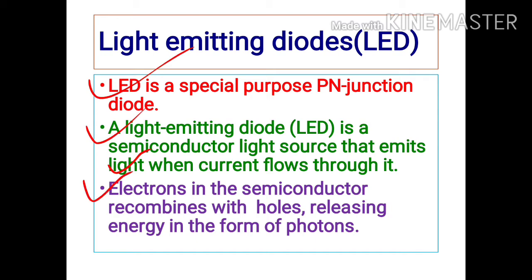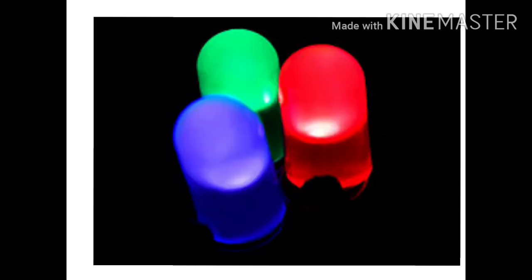And how is the light emitted? So electrons in the semiconductor recombine with the holes. Due to this phenomenon, they will release energy in the form of photons, and thus we get the energy from the LEDs. So in the next slide we will be studying about the working of the LEDs.